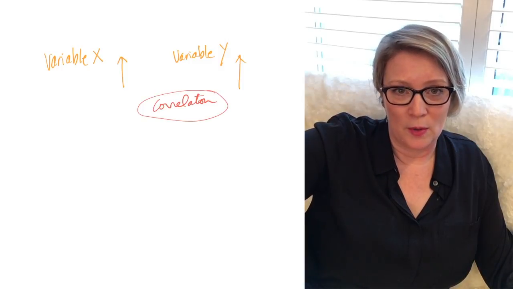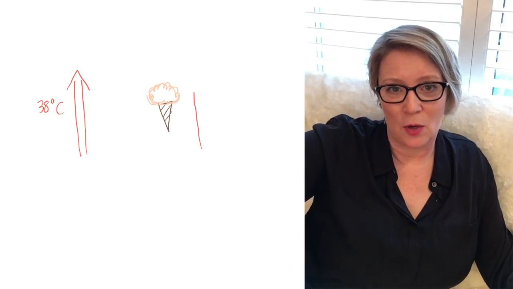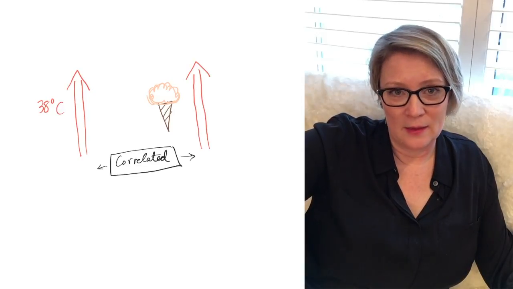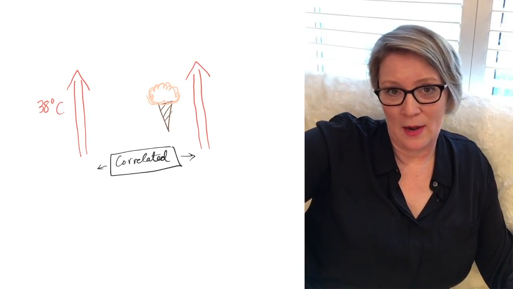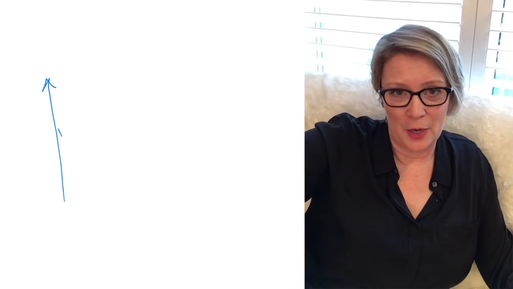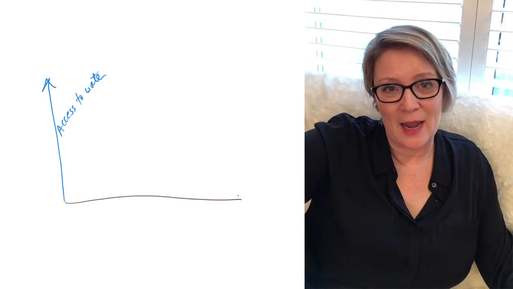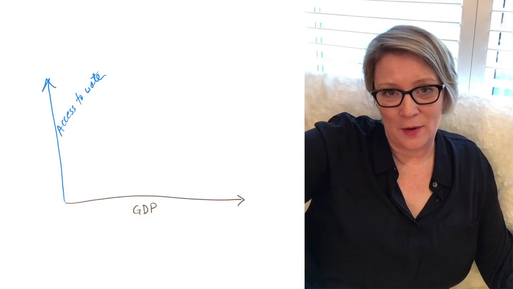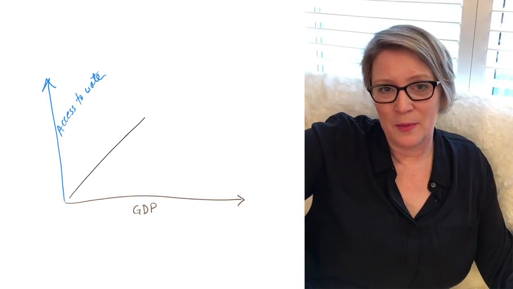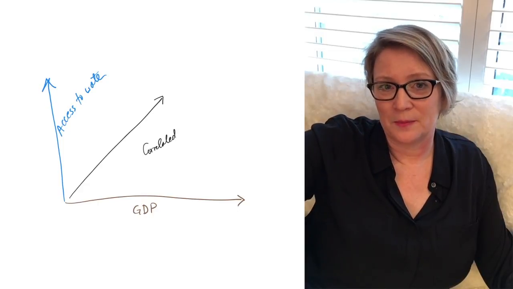Many variables are correlated. When the heat goes up, ice cream sales go up. Those two things are correlated. It's more likely that people buy ice cream when it's hot out. We've seen a correlation in our Tableau visualizations between the income of a country and the proportion of people in that country that have access to clean water. There is a relationship. When GDP goes up, the number of people in that country who have access to water goes up. That's a correlation.